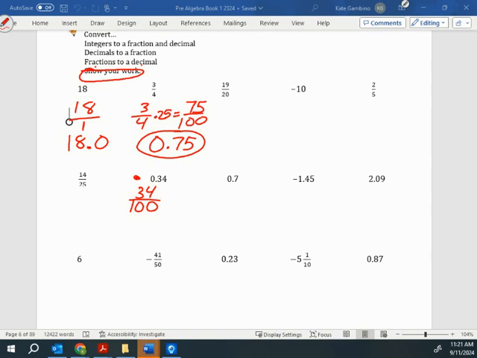Am I done, Hadley? What do I have to do? Yeah, I have to reduce it. Simplify, simplify, simplify. What can I divide out of 34 and 100? I cannot divide 34 by 4. They are both even numbers, so I know I can divide them both by 2. 34 divided by 2 is 17. 100 divided by 2 is 50. I cannot get any simpler than that. 17 is a prime number. So my final answer is 17/50.